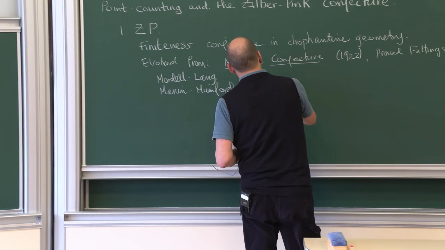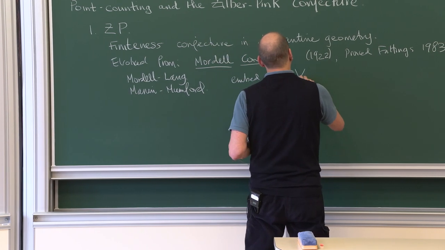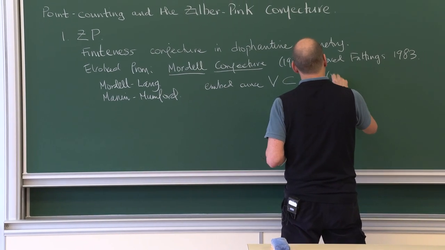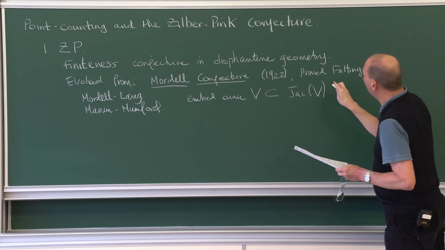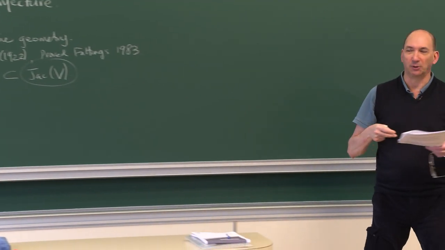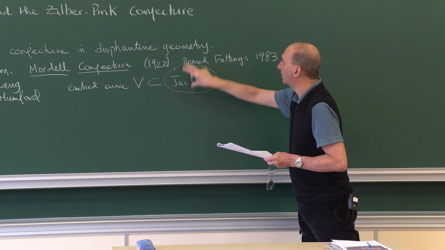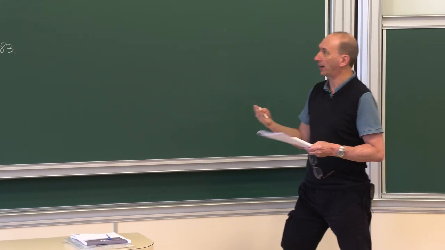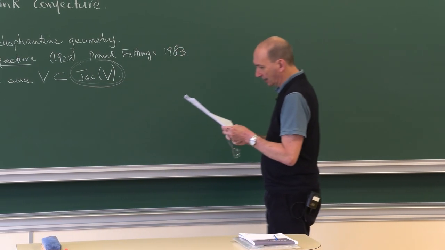So you have this very important idea to embed the curve, let's call it V, in its Jacobian, which is an abelian variety. And this object has some extra structure which you can then make use of. And this is a very important idea in this kind of conjecture. And we'll see that Zilber-Pink has this form. It's about a variety that is inside something that has extra structure.